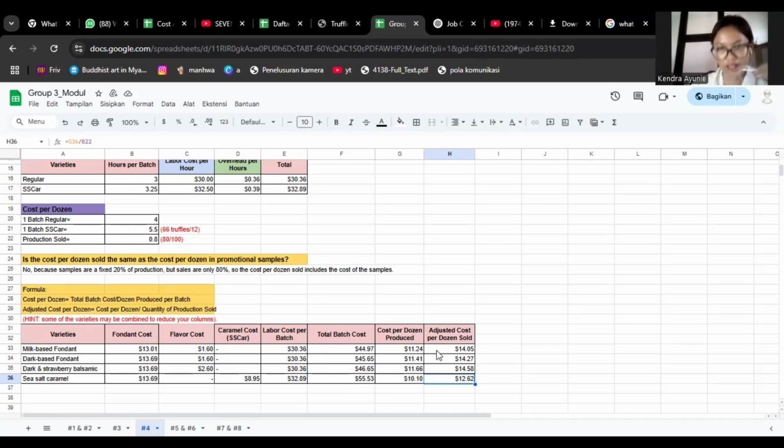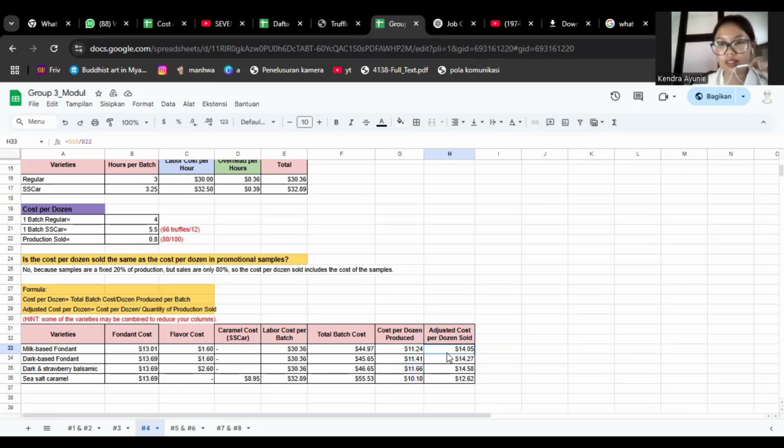But to adjust it, because we need to include the cost of these promotional samples, I calculated the total cost per dozen produced divided by how much of the goods are sold, which is 80% of it. So I just take this 11.24 cents divided by 0.8, and do this for all of the cost per dozen produced.